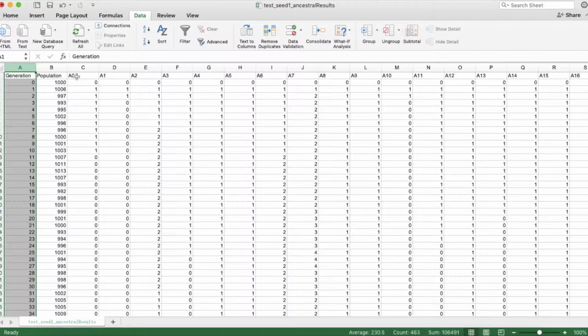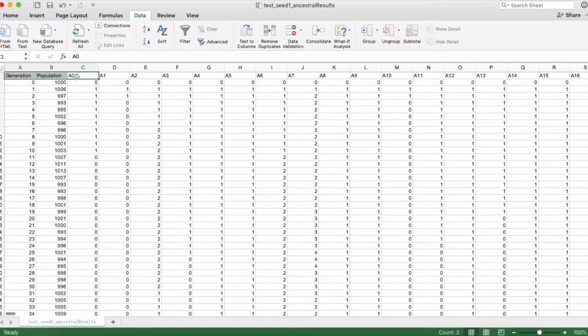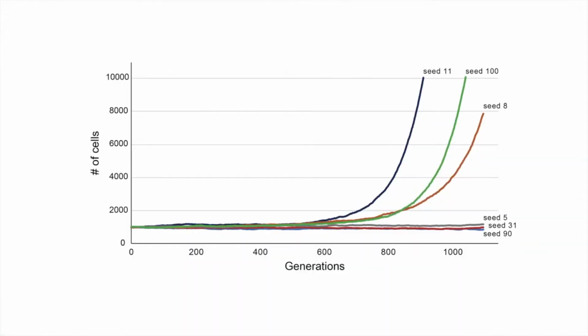In this output, you will also find the number of descendant cells for each ancestral cell of the initial cell population in each generation. A run starting with 1,000 cells will have 1,000 columns, each column corresponding to one ancestral. Runs with different seeds can represent different evolutionary stories with growth dynamics that are distinct, with some seeds leading to an early growth of the population and others not producing any growth at all.